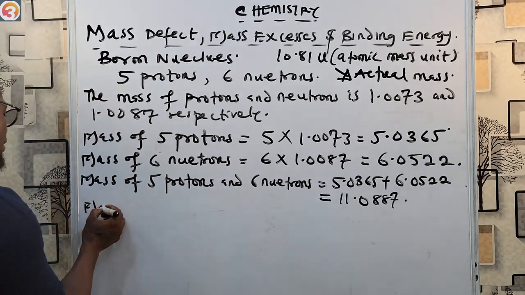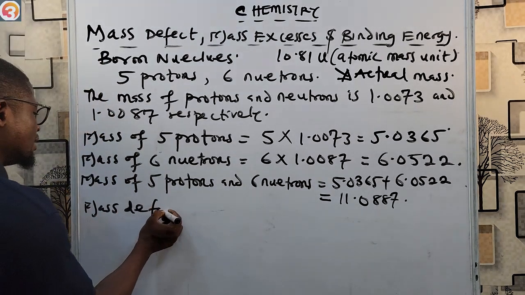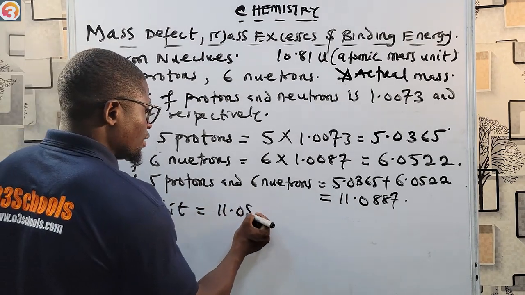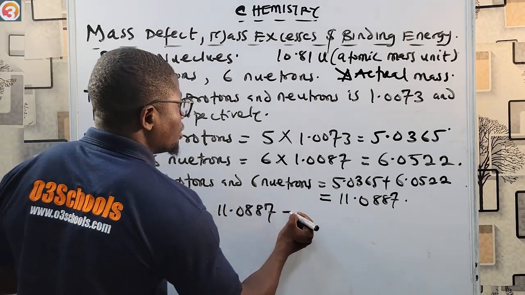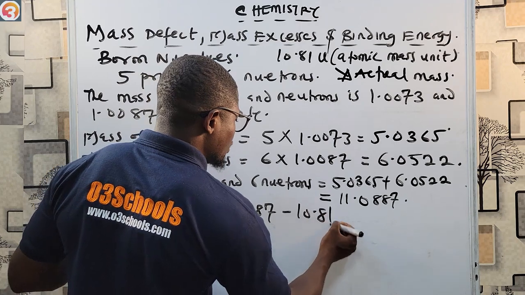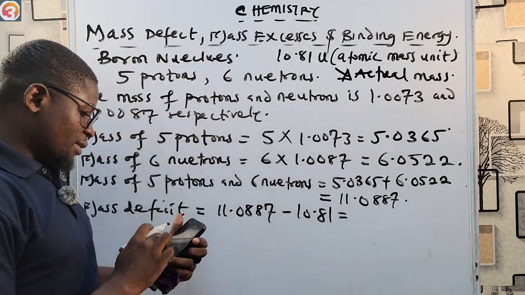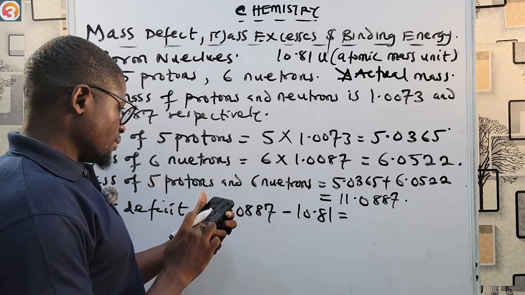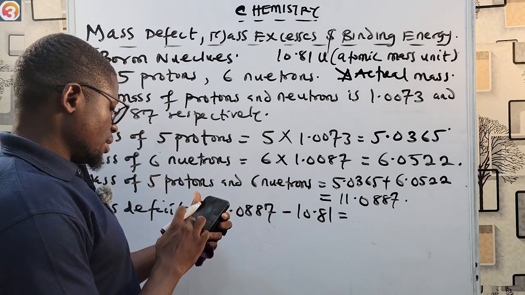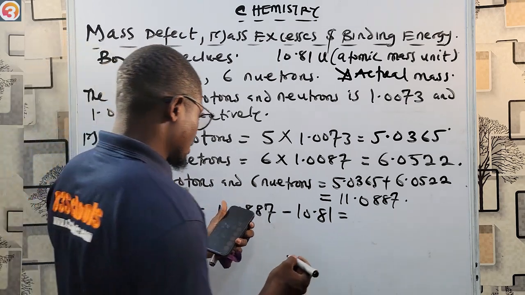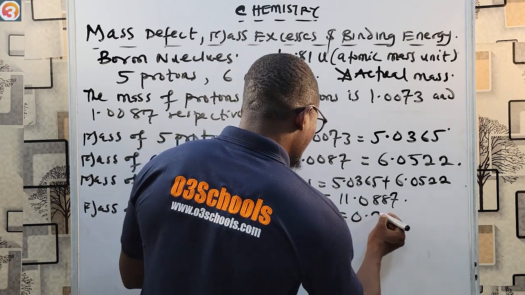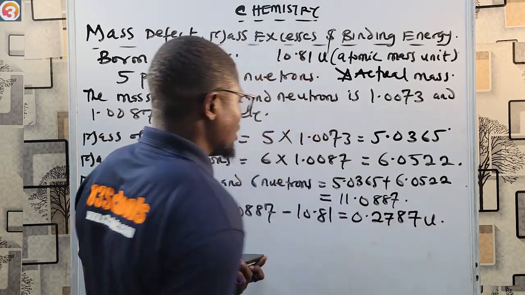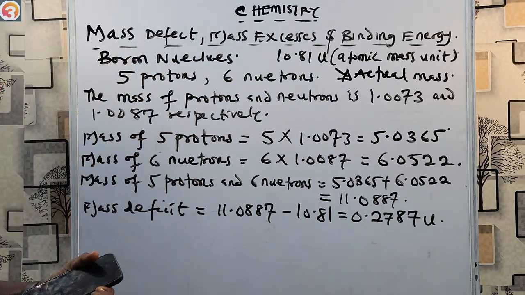such that the mass deficit will be equal to what now? 11.0887 minus 10.81. All right, if you do that, that will give us a mass deficit of 0.2787. Okay, units. That is atomic mass unit, unified atomic mass unit.